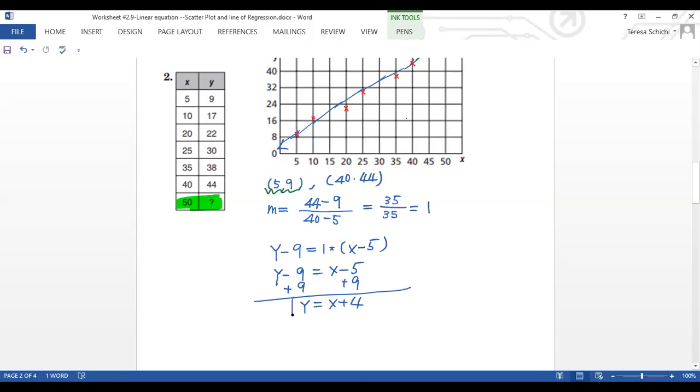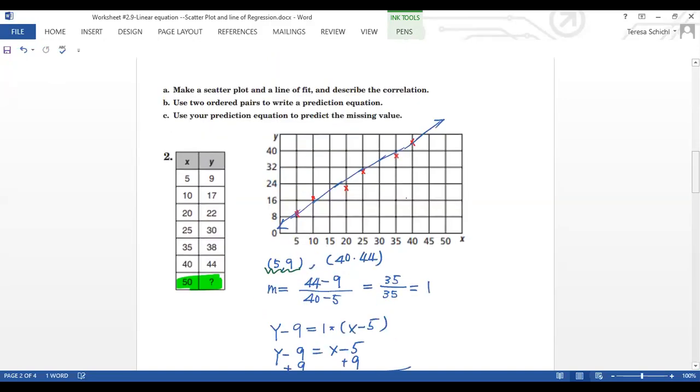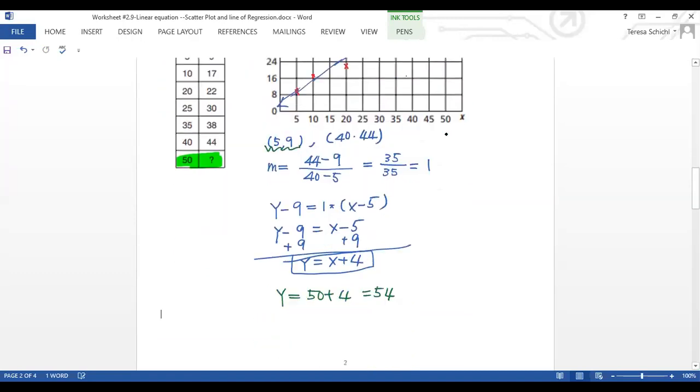So now I'm going to estimate, x equal to 50, right? So you say y is equal to 50 plus 4. So what is here is 54, right? So that's your estimate, 54. So that means when x equals 50, you're going to have something here, right? So the y value is 54 here. That is what we call the scatter plot and the regression line.